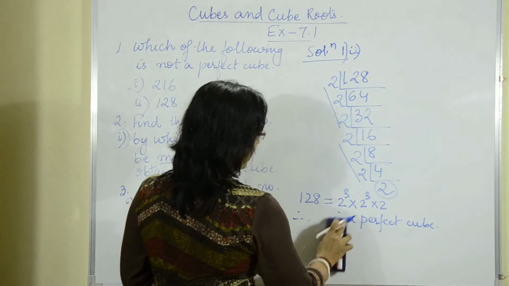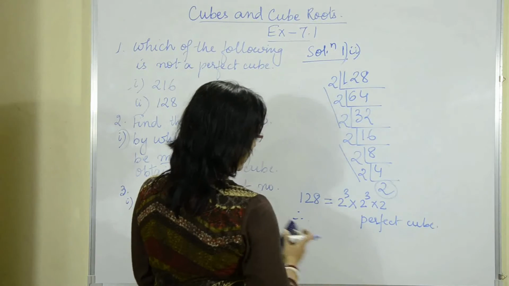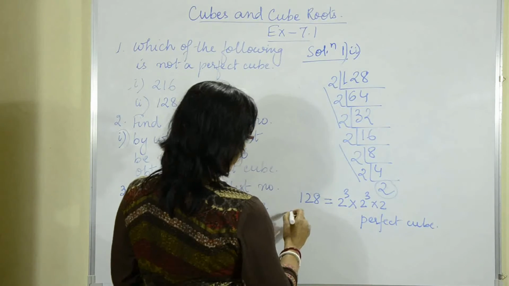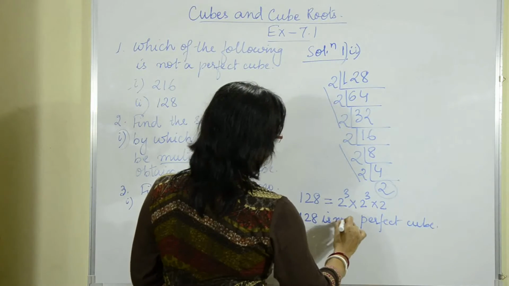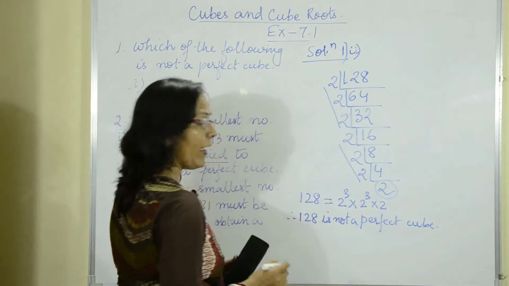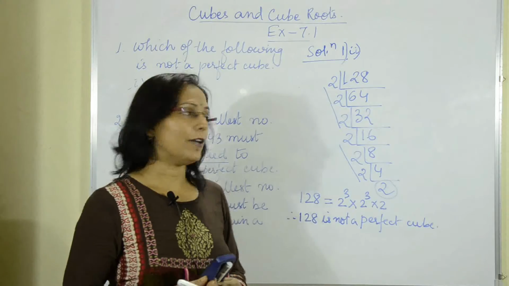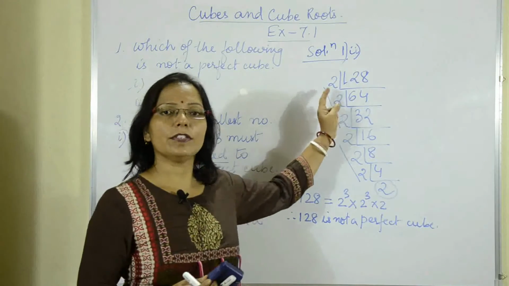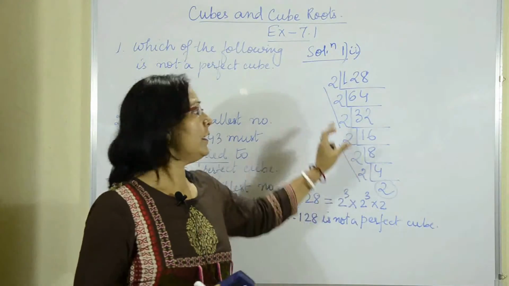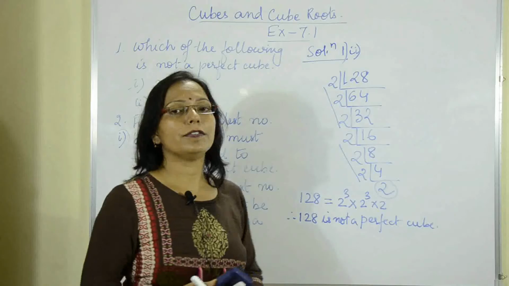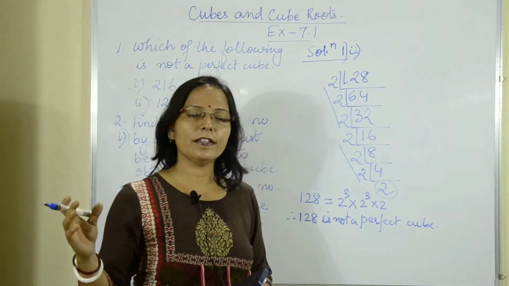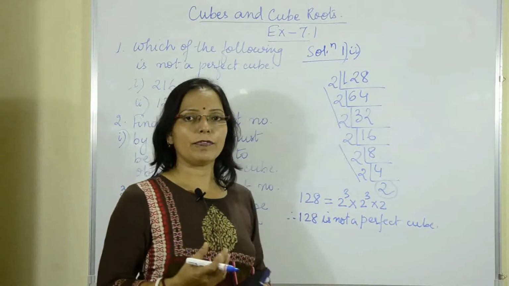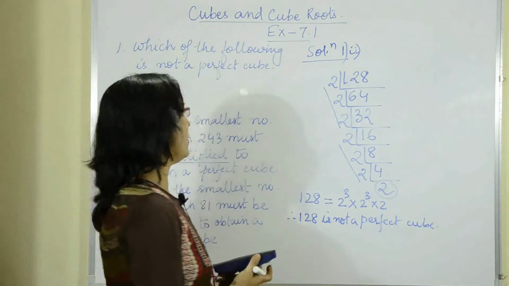Therefore, 128 is not a perfect cube. I hope you have understood this. You need to just find out the prime factors and then make a set of 3. If it is a total set of 3's, 3's and 3's, then you know that the number is a perfect cube, otherwise it is not.